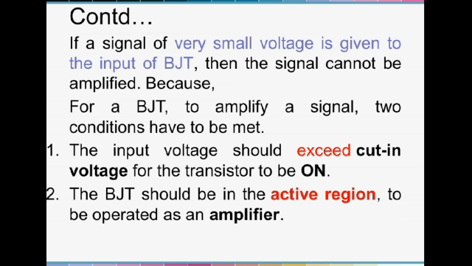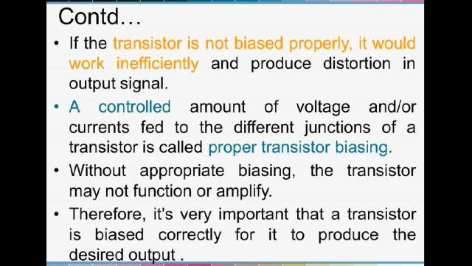junction is reverse biased. If a signal with very small voltage is given to the input of the bipolar junction transistor, then the signal cannot be amplified, because the input voltage should exceed the cut-in voltage for the transistor to be on. Only if this condition is satisfied can the transistor amplify the given signal. And one more condition is that the BJT should be in the active region to be operated as an amplifier. If these 2 conditions are satisfied, then only the transistor can work as an amplifier.